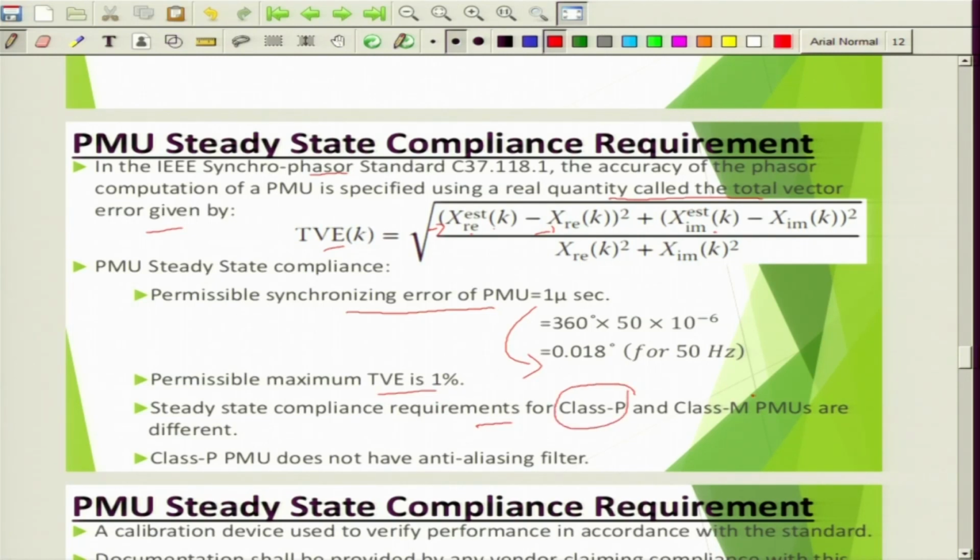this is a protection class and there is a measurement class. So, two classes of PMUs are there, and steady state compliance requirements are different for different classes. The reason being, in the protection class, accuracy is not so important as compared to the speed in which you calculate these phasors, whereas in the case of class M, which is basically helpful for our regular measurements in steady state operation, measurement accuracy is very important as compared to the speed of the measurement. So there are two different classes as such.